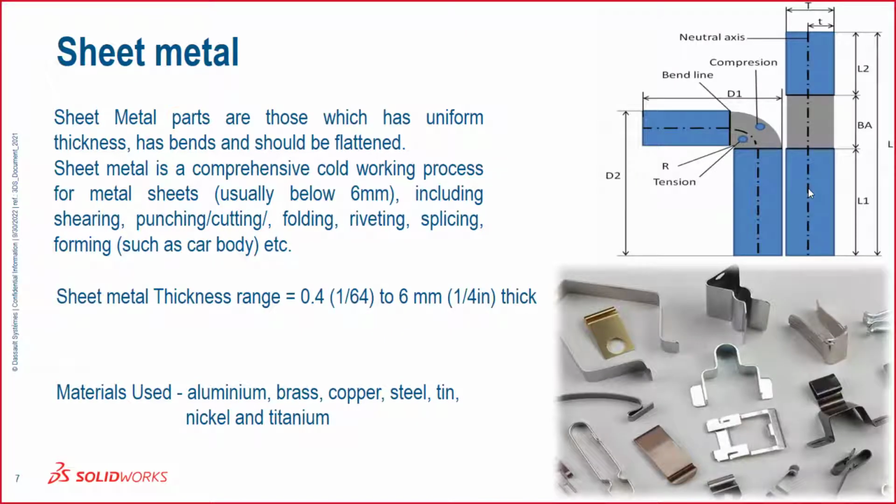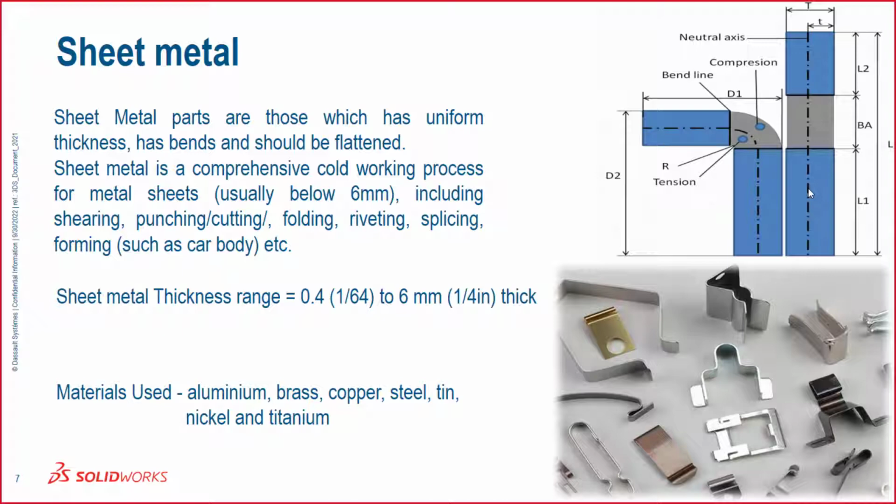Let's get started with the introduction to sheet metal parts. When it comes to sheet metals, we need to know what exactly they are. These are parts which have uniform thickness throughout, which should have bends and should be flattened. The industry standard thickness range for sheet metal components is from 0.4 mm to 6 mm. For manufacturing, we have different processes like shearing, folding, splicing, riveting, forming, punching, and cutting as well.